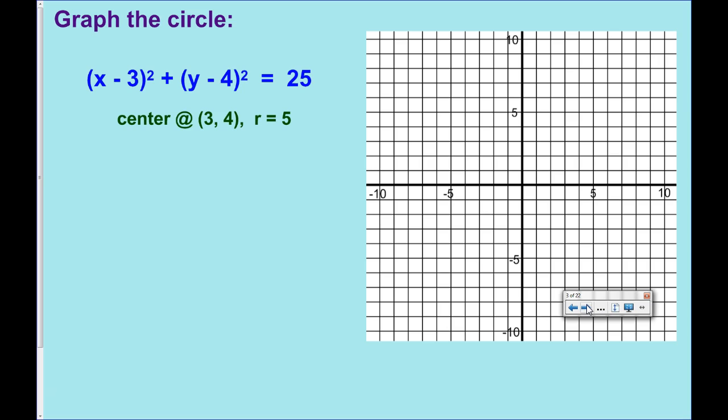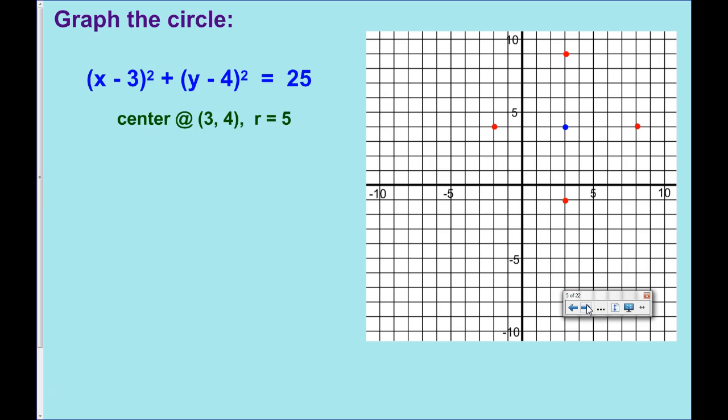And in order to graph this circle, that's exactly the information we need. So we go ahead and we plot the center, and then we try to plot all the points that are exactly 5 units away from that center. Now that's very difficult to do in many places, but there are 4 places in which it's very easy to do, and that would be just directly above, below, to the left, and to the right of it. So you can see those 4 points plotted there.